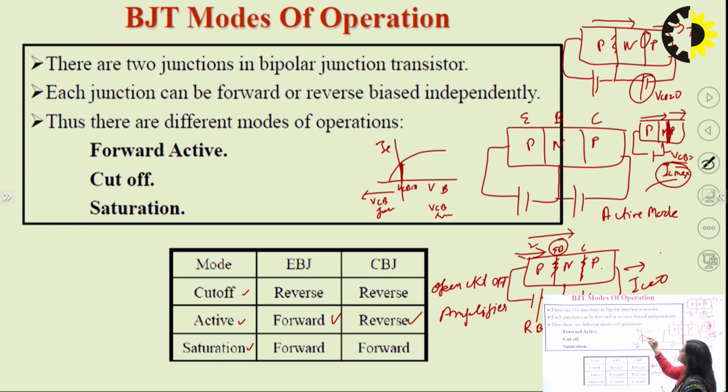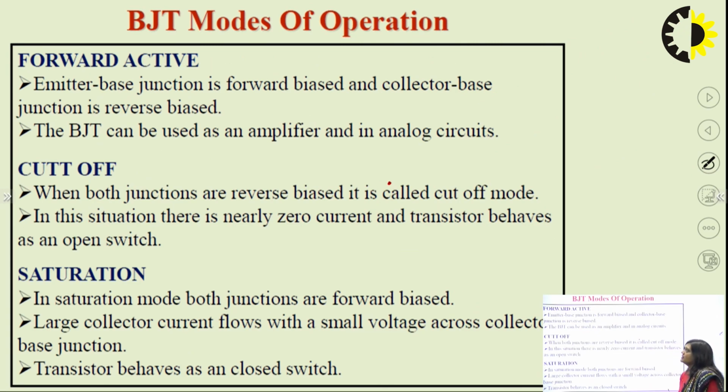So this region is the saturation region. When VCB is 0 and we increase the VCB in the forward bias, the current comes to 0. This is the saturation region. And we have seen the forward active mode, the emitter base junction and the collector base junction. In active mode, the collector base junction is reverse bias and the emitter base junction is forward bias. In cutoff mode, both junctions are reverse bias. In saturation mode, both junctions are forward biased.